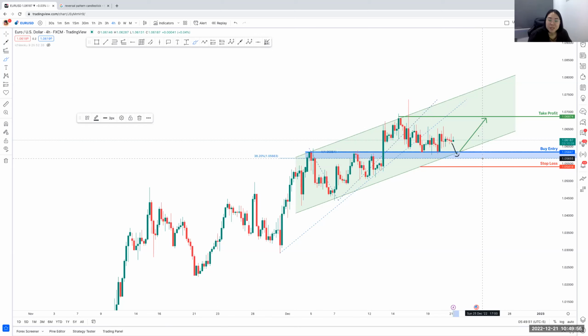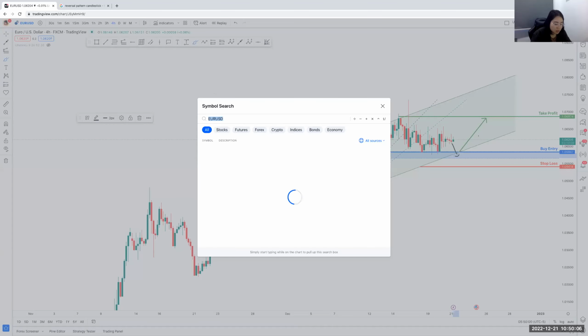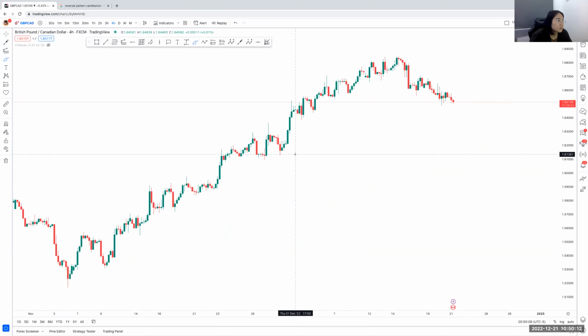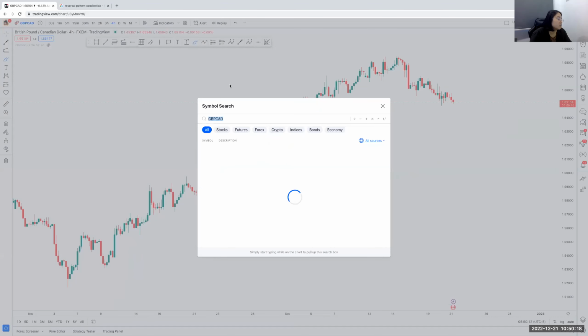I have 10 more minutes with you guys. I am just going to look at one more chart and then we're gonna call it a day. I do want to look at GBP CAD, but it looks like price is already on its way to the take profit. Okay, let's look at AUD CAD.